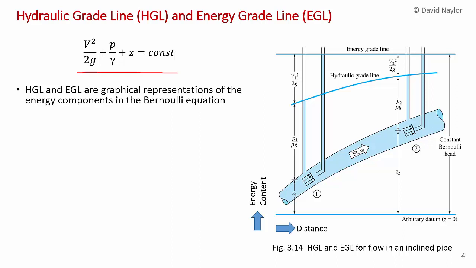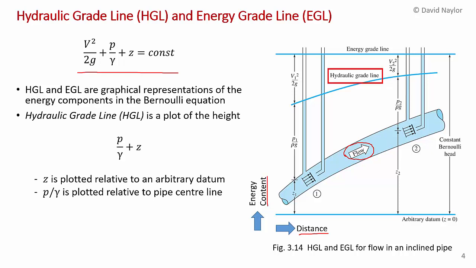And so here on the right hand side, what we're looking at is flow in a pipe. And what we're plotting here on the horizontal axis is, of course, the distance along the pipe, and then the vertical axis is the head, or the energy content of the flow per unit weight.